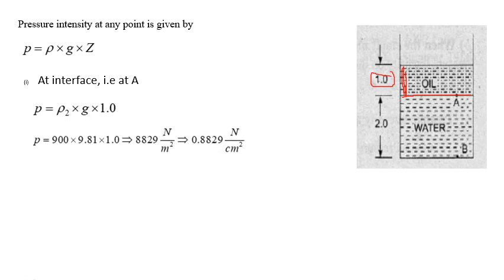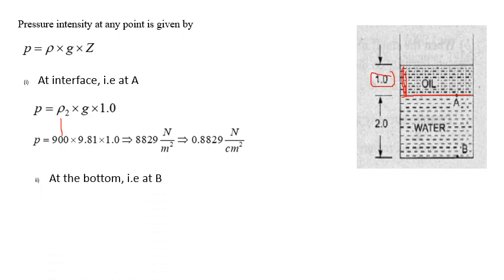So what is the pressure now? The density of the oil is 900, the g value is 9.81, the height of the oil is 1 meter, then the intensity of the pressure is equal to 8829 Newton per meter square or 0.8829 Newton per centimeter square. That means that much pressure is available at the interface of these two liquids, oil and water.